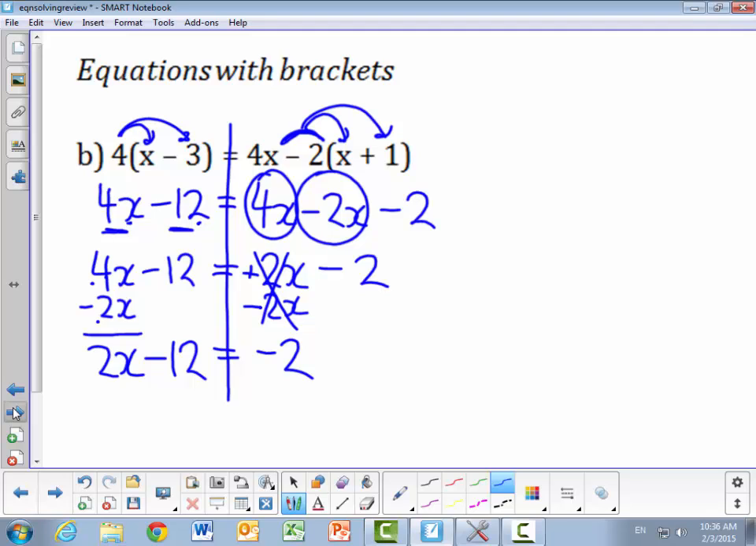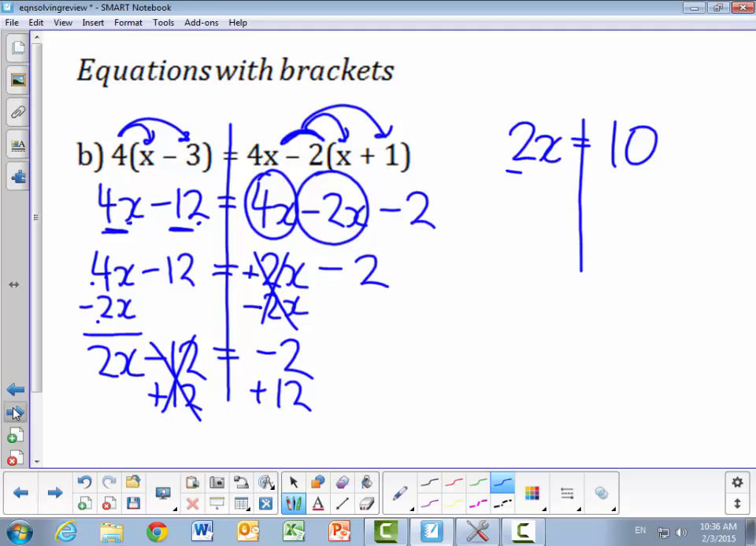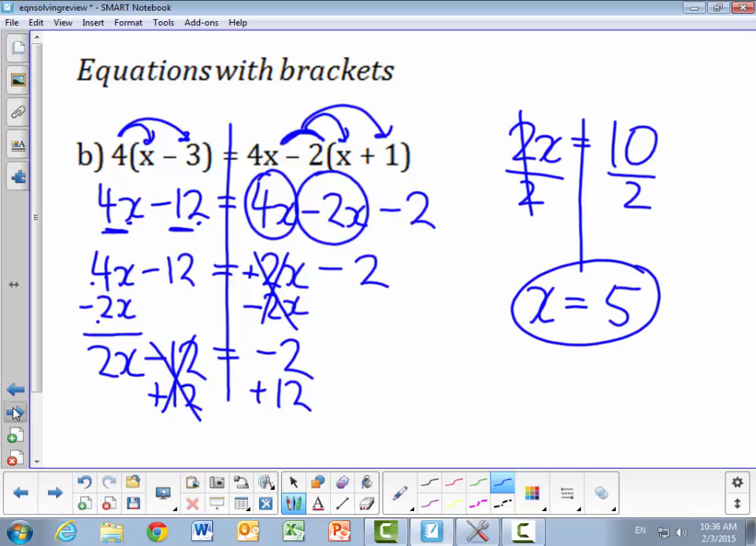Now I ask what's happening to x. It's being multiplied by 2 and subtracted by 12. The opposite of subtracting by 12 is adding 12. So I'm going to add 12 to both sides. So I now have 2x equals 10. And then x is still being multiplied by 2, and the opposite of multiplying by 2 is to divide both sides by 2. And so my final answer is x equals 5.